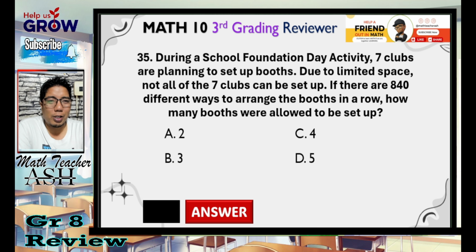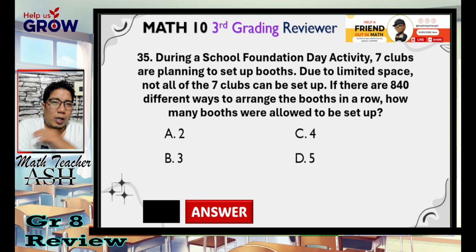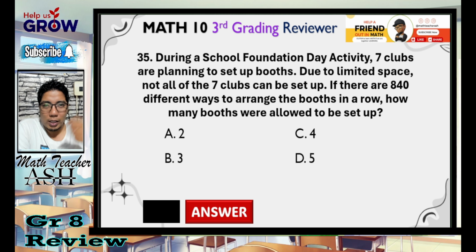Alright, my dear math learners. So, of course, this is an example of a permutation of n objects taken r at a time. In this case, you are given the n. There are 7 clubs, but not all the 7 clubs can put up. But the total ways could be 840 ways. So, what you can do is, of course, this is very simple. You can just count down from 7 factorial, but stop when you arrive at 840.